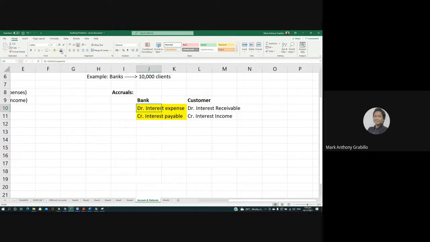Sabihin natin 1,000 yung interest niya ni customer. Ano yung entry mo upon payment kapag magbabayad na kayo ng 1,000? Debit, interest payable. And then credit, cash. Diba? You credit cash. Nakukuha po ba? So yan po ang iyong entry.